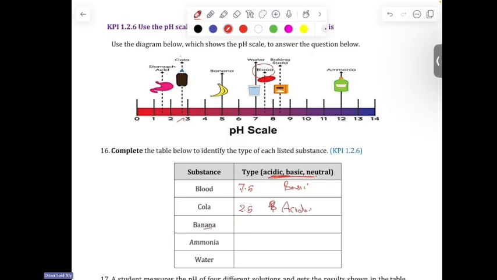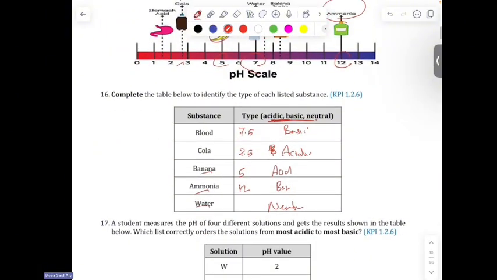Okay, what about banana? Where is the banana? Here. What about the pH of the banana? Banana pH is 5. It's less than 7. So it's acid. What about ammonia? Where is the ammonia? Here is the ammonia. It's a pH 12. So it's more than 7 or greater than 7. So it's a base. What about the water? Water is pH 7, and you know that pH 7 is neutral. You did this question.